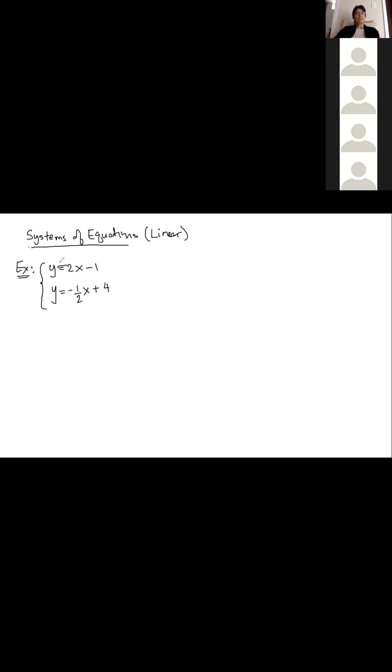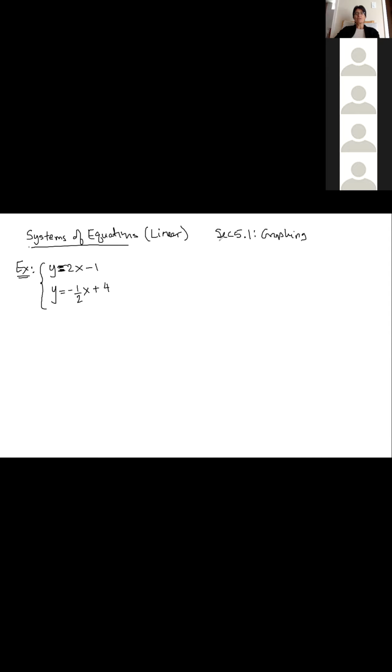And to solve it, we've got to figure out the x and y values that work in both equations at the same time. Lots of x and y values work in the first equation, and lots of x and y values work in the second equation. But most of the time there's at most 1 coordinate point, 1 xy value that will work in both at once. Okay, so the first section, section 5.1, we're going to look at solving by graphing.